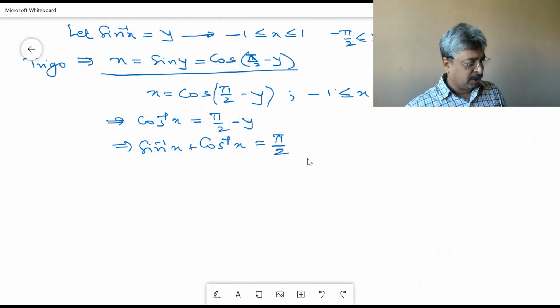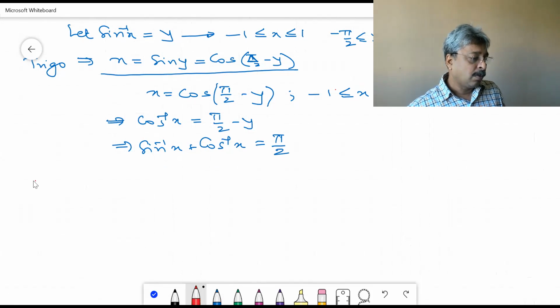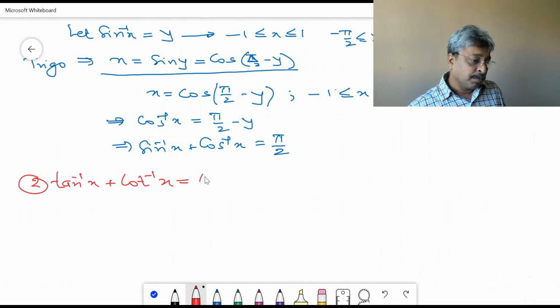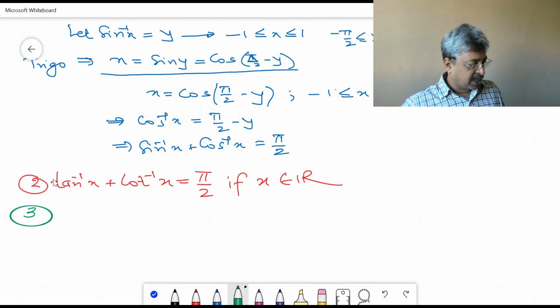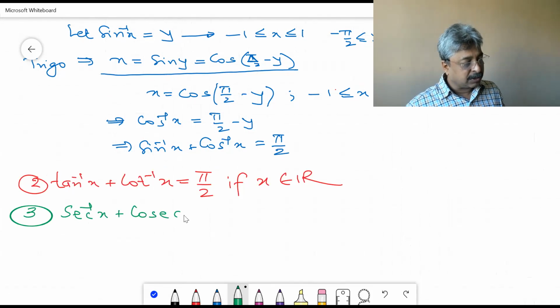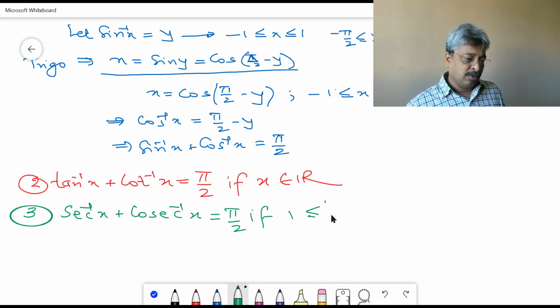Problem number 2: tan inverse x plus cot inverse x is equal to pi by 2 if x belongs to R. And the third problem is sec inverse x plus cosec inverse x is equal to pi by 2 if 1 is less than or equal to mod x.